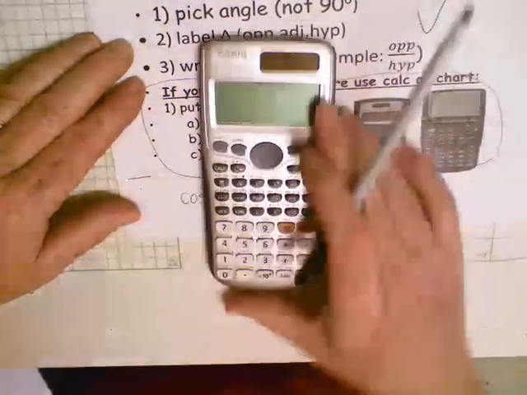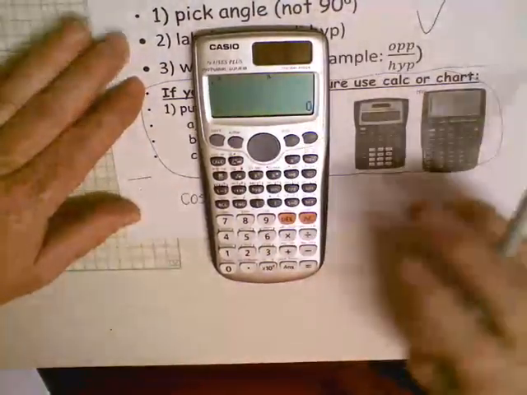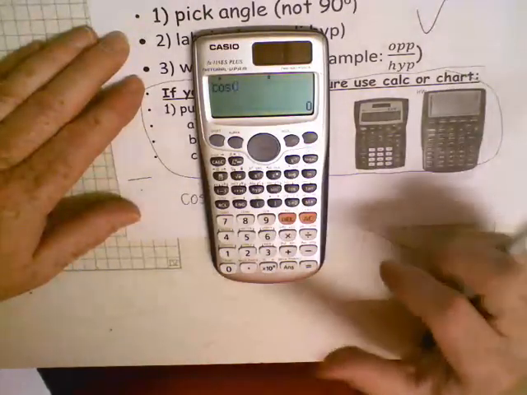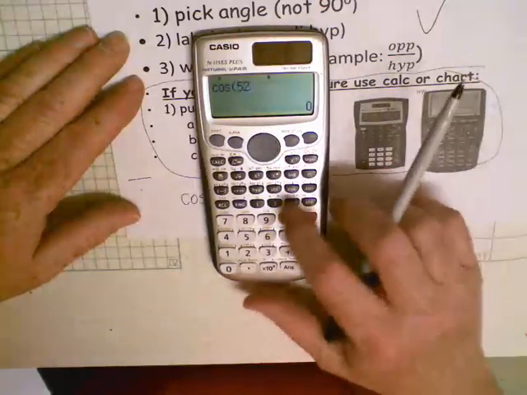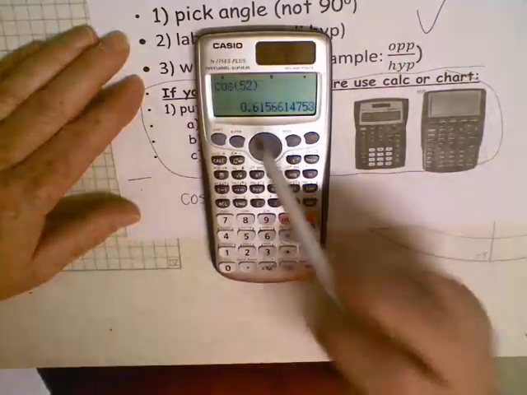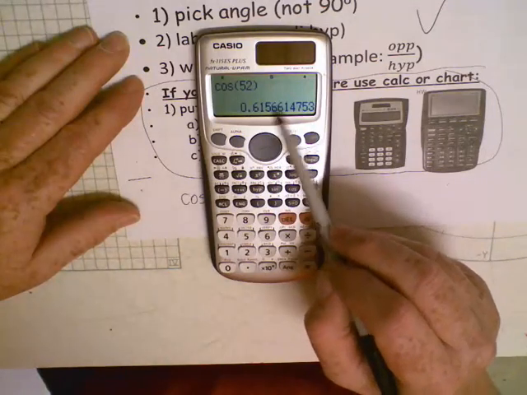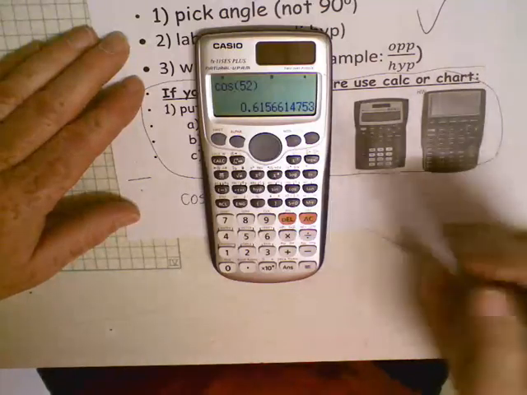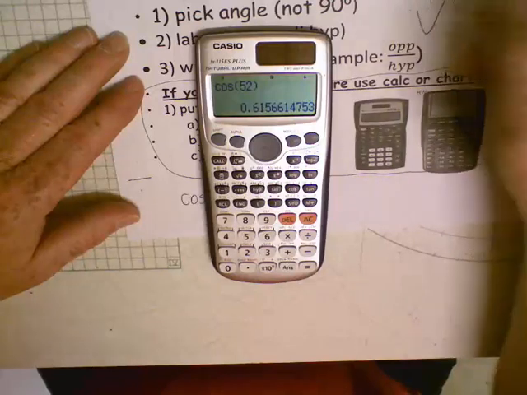I got the Casio calculator. I hit the cosine button. It looks exactly the same. Put in 52. Hit equals. It gives me the same answer, 0.61566. I round that first 6 up to a 7. So either way, this is the ratio for every single right triangle.